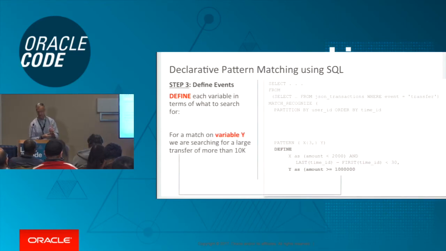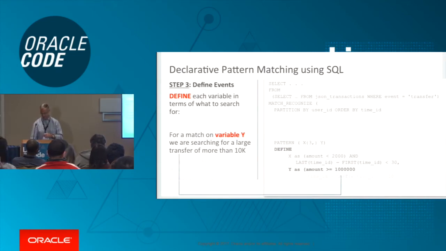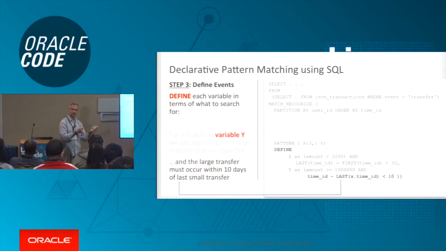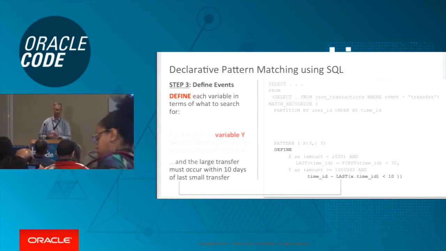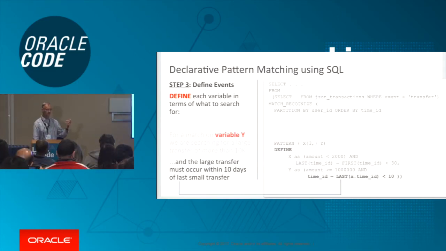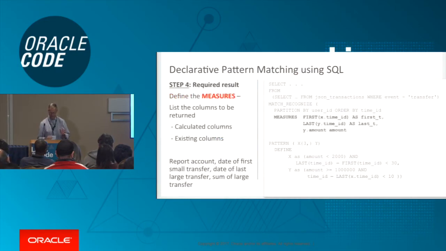And in the same style, Y is simply defined as the amount larger or equal than 1 million. And you see here we have a cross-variable reference that the time when this occurs is no further away than 10 days from the last occurrence from X. Because we can have other transactions within the pattern, right? So our friend could do other things in the meantime. So this is how I define the pattern and how I find the events within the pattern that I'm looking after.